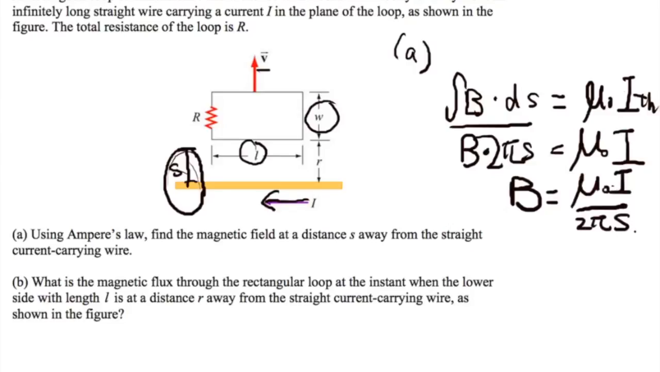For problem B, what is the magnetic flux through the rectangular loop at an instant when the lower side with length L is at a distance r away from the straight current carrying wire? This is also a review problem. The equation for magnetic flux equals the integral of B dot dA.